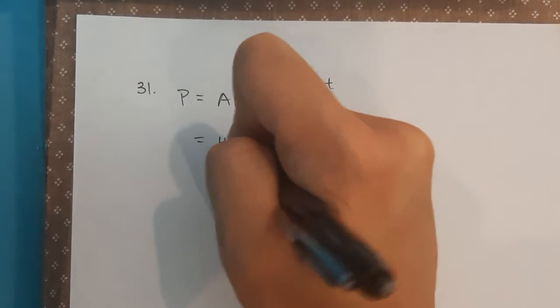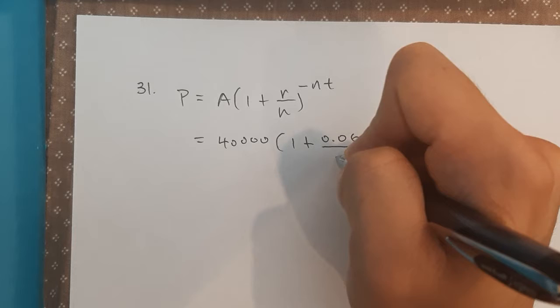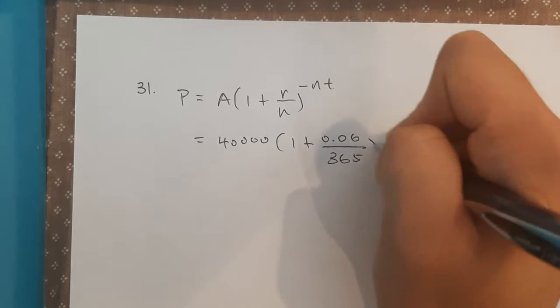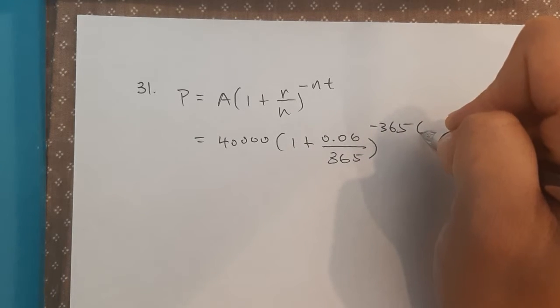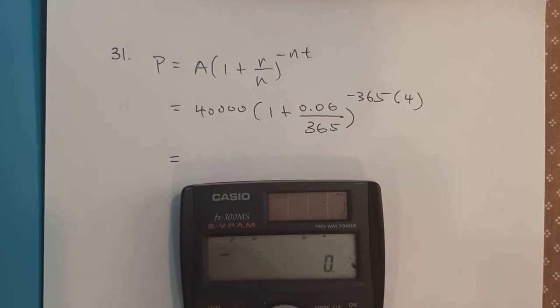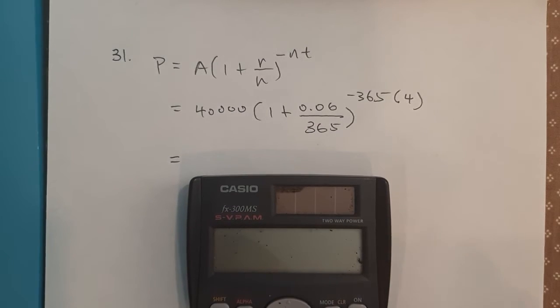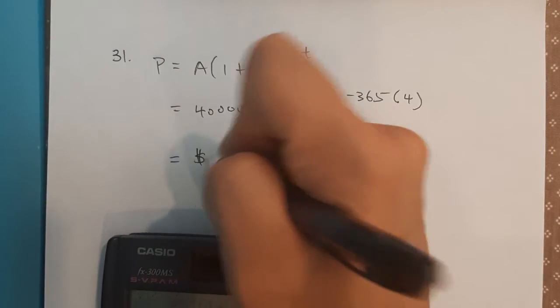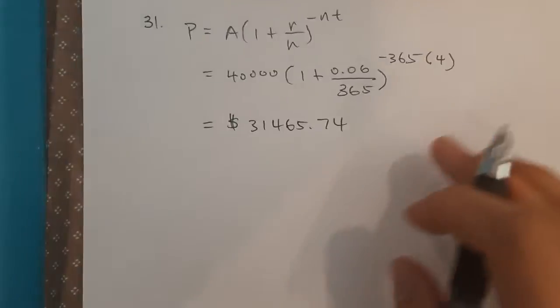So we put in the 40,000, 1 plus the r is 0.06, n is going to be daily, so it's 365, to the power negative 365, and we have 4 years. So we're going to simplify it. We have 40,000 times (1 plus 0.06 divided by 365) to the power negative 365 times 4. Then we have 32.